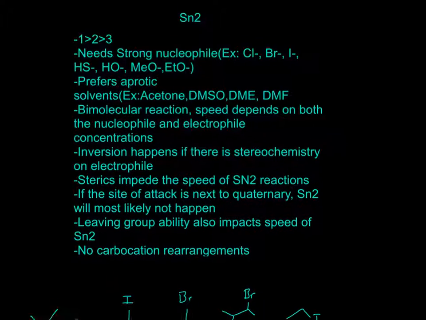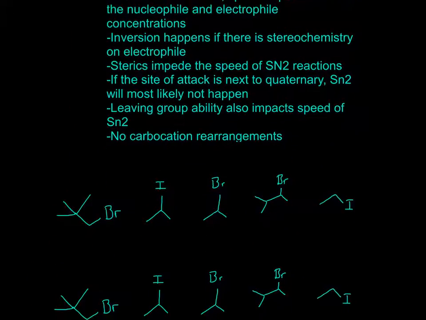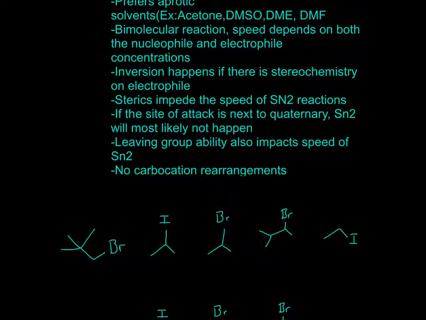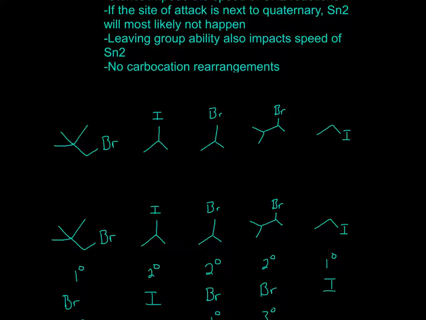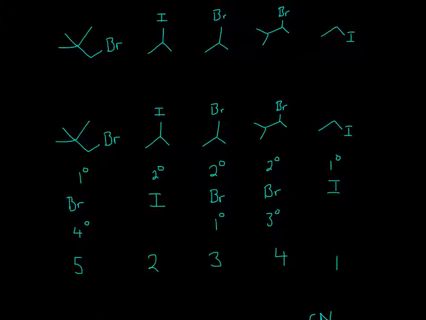So now going to the problems, right? So this is a ranking problem. So try this first, and then I'll tell you the answer. And just rank it from 1 being the fastest SN2 to 5 being the slowest SN2. Okay, so to explain this, I'll just show the answers first.